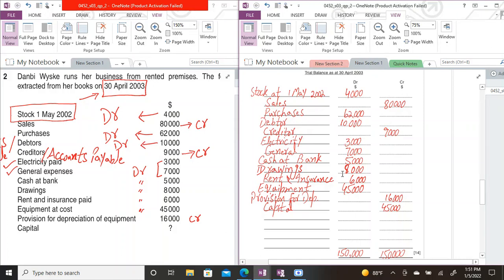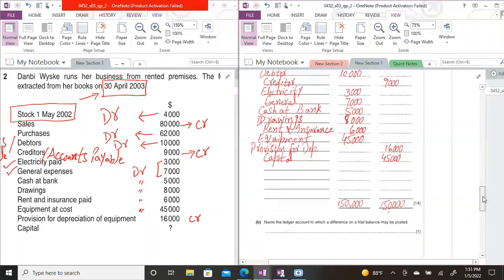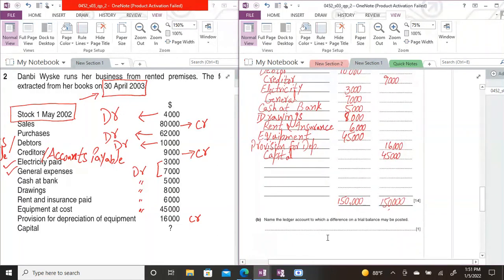So this is a trick that how to prepare a trial balance. Take all the assets and expenses on the debit side and all the liabilities, income, capital on the credit side. And both sides must be equal. If any value is missing, just like here, the capital was missing, so the difference was capital.